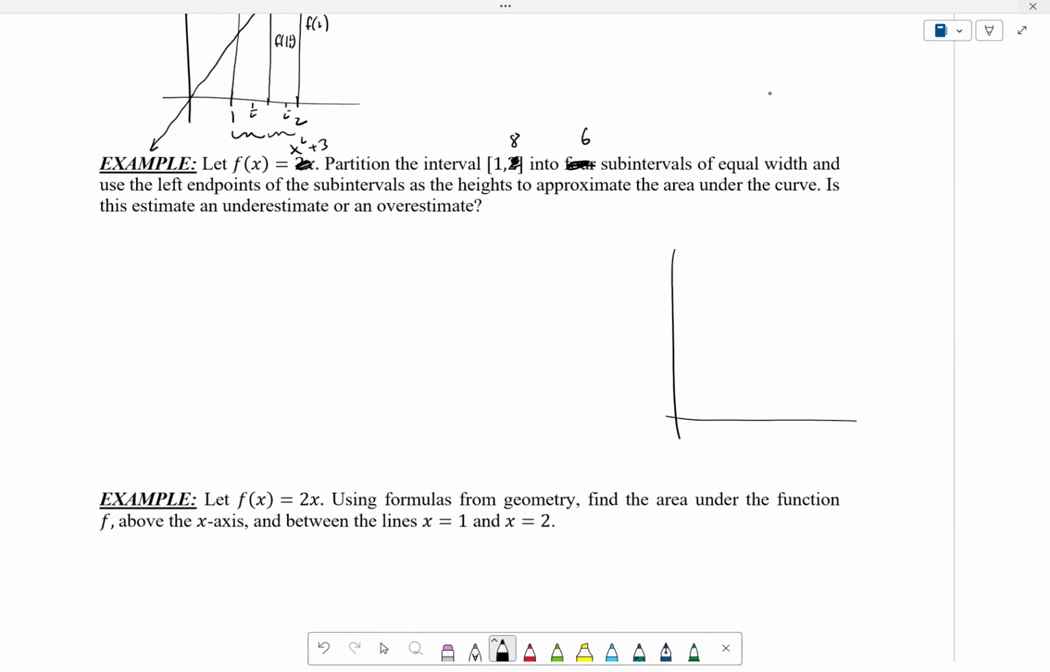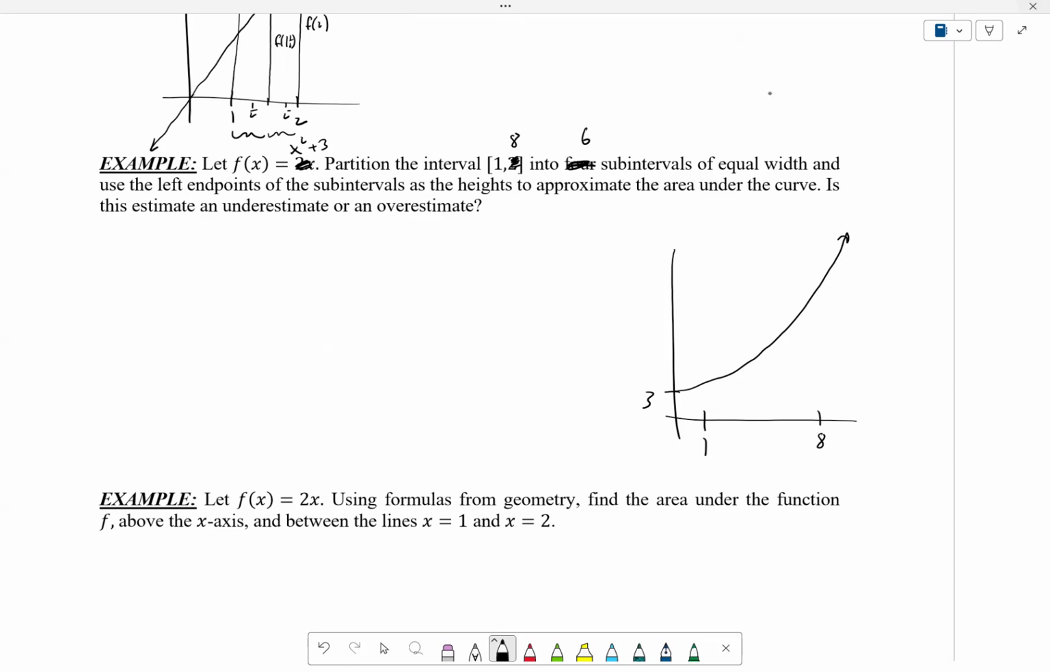I'm going to do a terrible job graphing this parabola, but I do know that it's a parabola that's been moved up 3. So I'm going to put a 3 here because that's kind of big. And then I'm going to need to make sure that I could see 1 and I could see 8. In reality, f of 8 would be 67, but it's not to scale. All that's important is the idea. So use left endpoints of the subinterval heights to approximate the area under the curve.